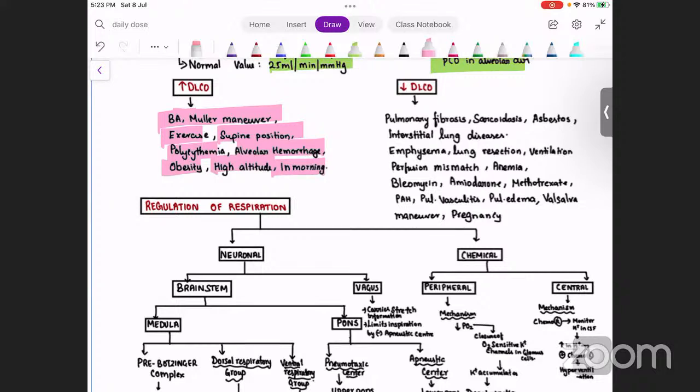For decrease in DLCO, we remember pulmonary fibrosis, sarcoidosis, asbestosis, interstitial lung diseases, emphysema, lung resection, ventilation perfusion mismatch, anemia, bleomycin, amiodarone, methotrexate, PAH, pulmonary vasculitis, pulmonary edema, Valsalva maneuver, and pregnancy. There is no other option except to mug up. Pretty long and large, yes. But if you want to score that 1 mark from respiratory, you have to do that.